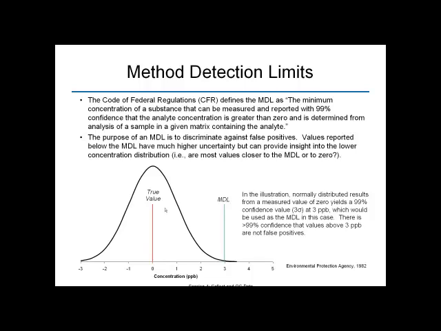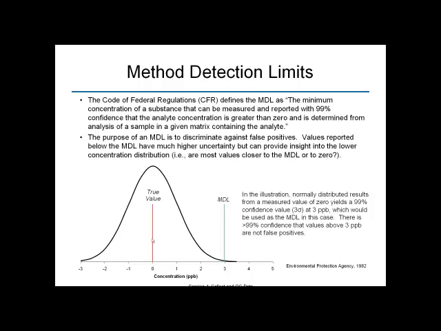This cartoon figure basically shows that if you have a true value of 0, there's no concentration of a pollutant in your sample, and you analyze it, you're going to get some distribution. If you analyze it 100 times, you're going to get some distribution of concentrations around 0, which are a function of the instrument noise.